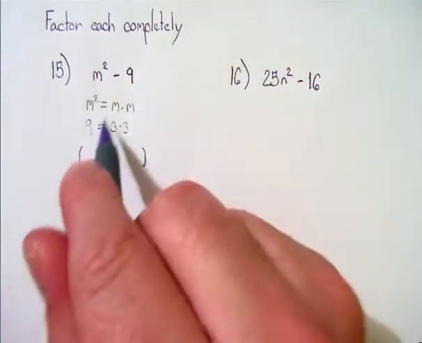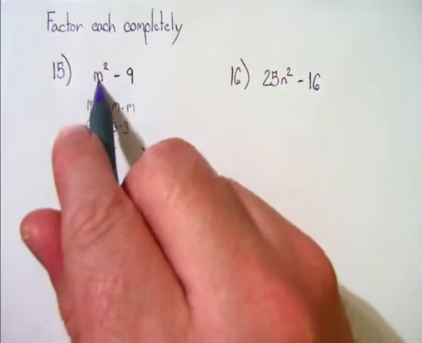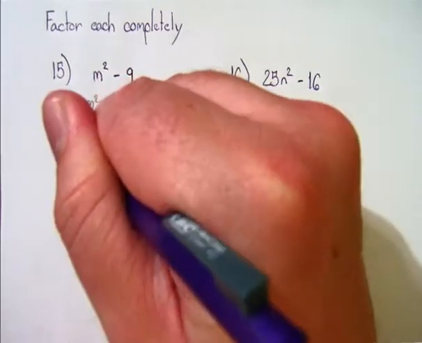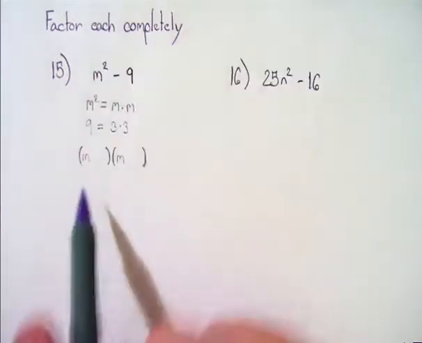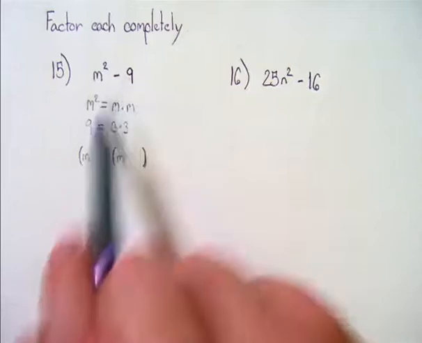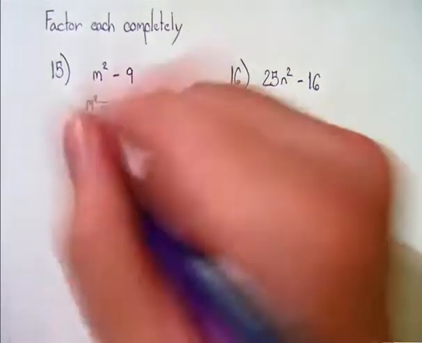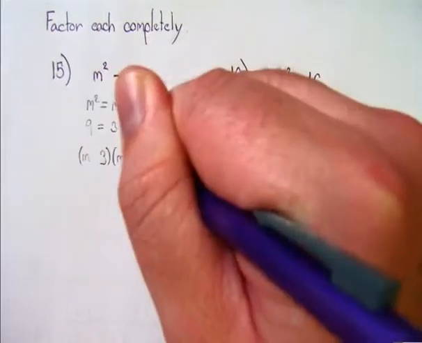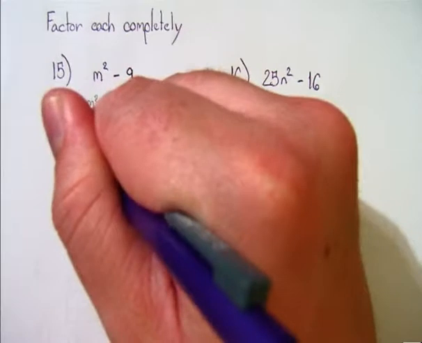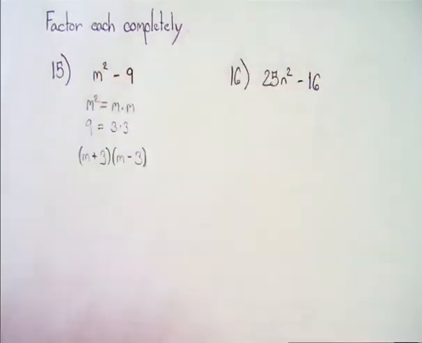The way we write this out is that we take the square root of the first term, which would be m. It's just one of those terms that you're multiplying together. That's going to be the first term in both binomials. Then I take the square root of the second one, so the square root of 9 would be 3. That's going to be my ending number in both binomials. And what I do is add one and subtract the other.